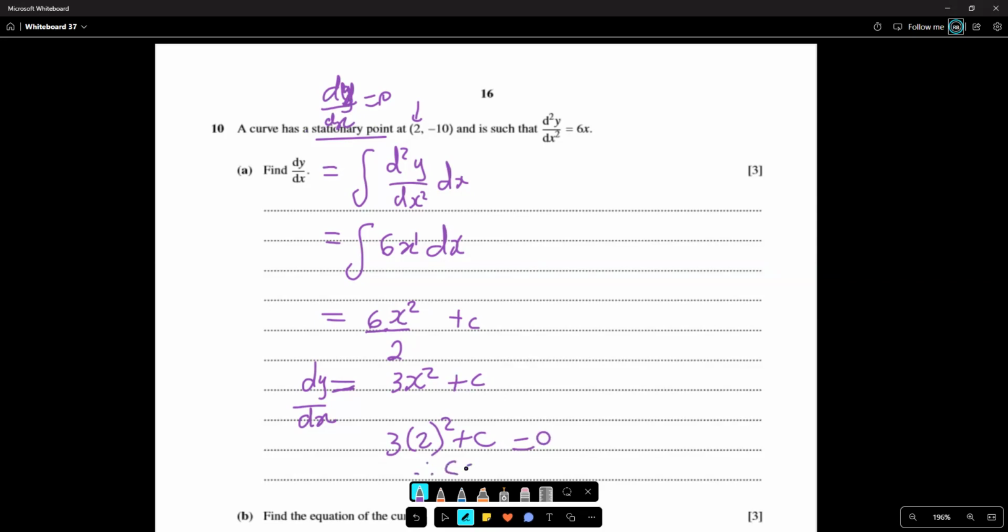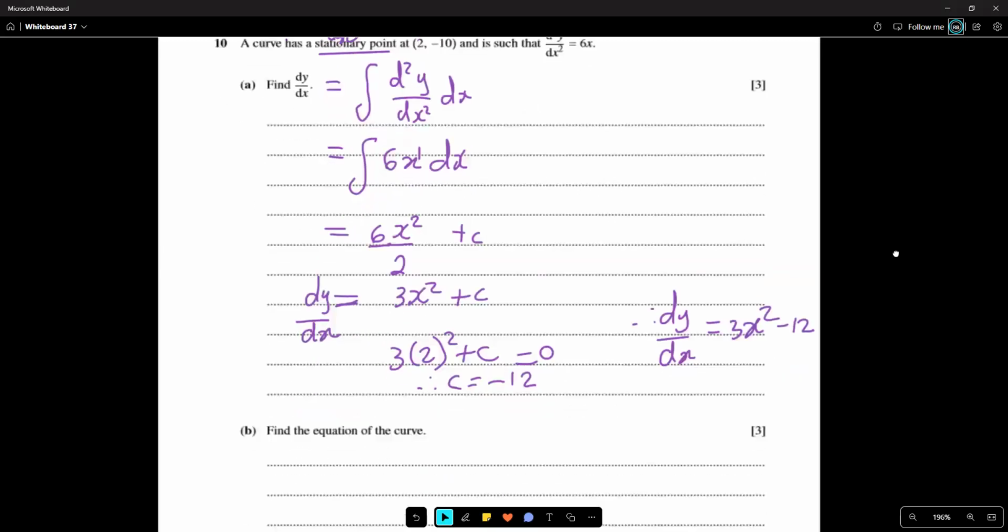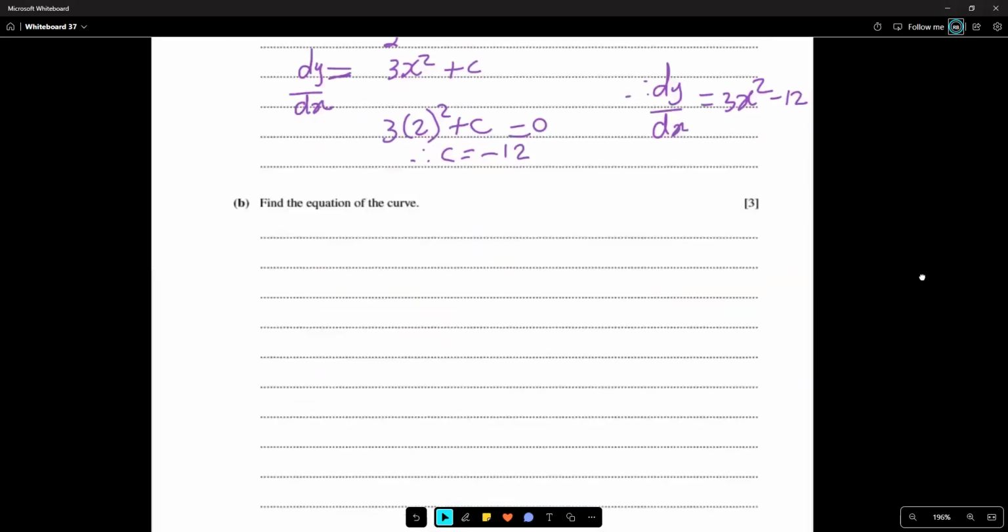Therefore, we can see that c will be, this is 12, so it's negative 12. Right. Therefore, dy over dx will be the same as 3x squared minus 12. Right, and that gives you 3 points. Awesome. Now we can move on to the next part.